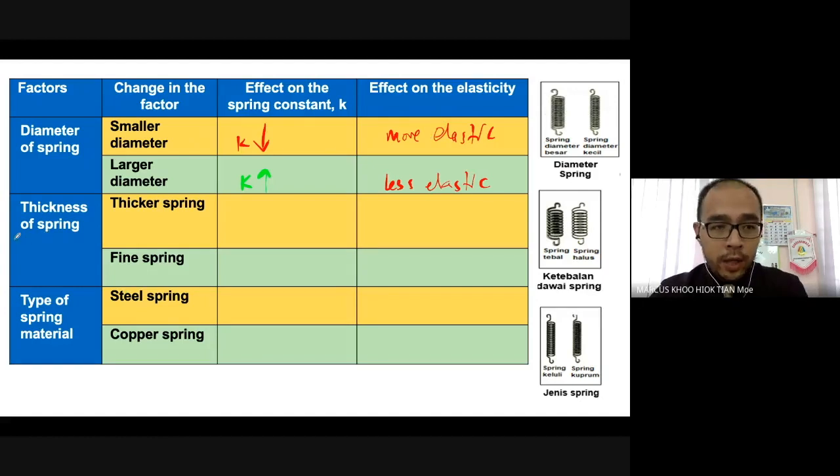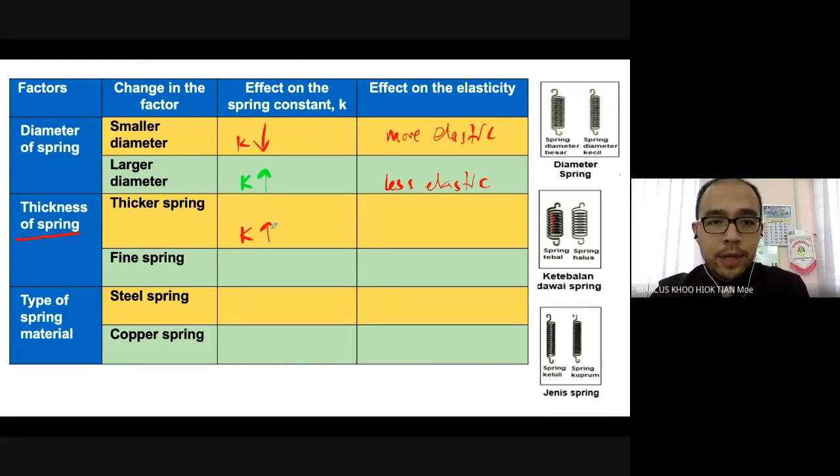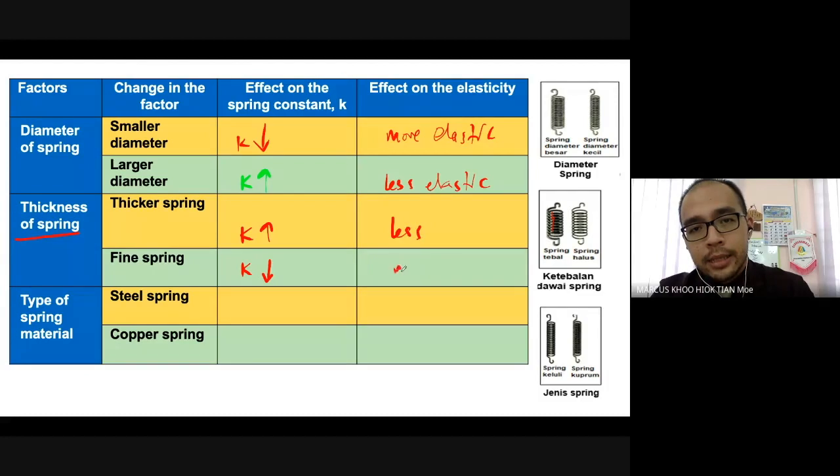Okay, what about the thickness of the spring? Spring yang tebal dan spring yang halus. Kalau thick spring is more spring constant. Bigger spring constant, lebih keras. Okay, so in terms of elasticity, they are less elastic, and this one is more elastic. Okay, let's take a look.